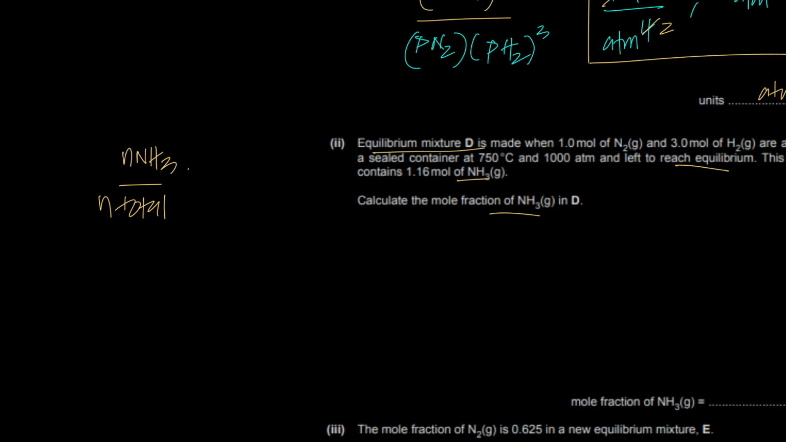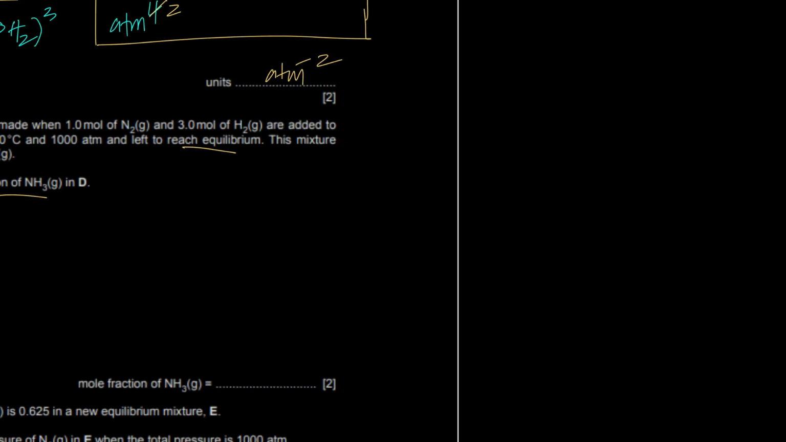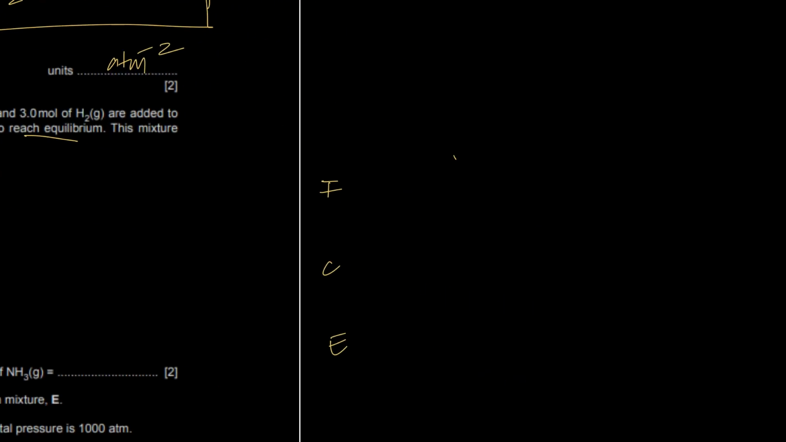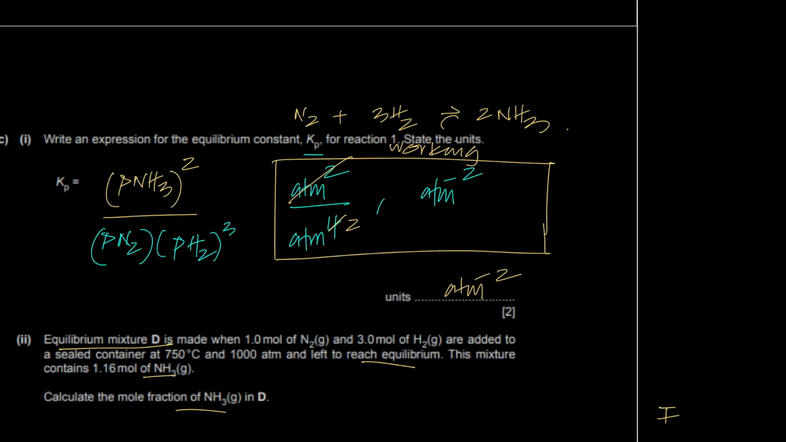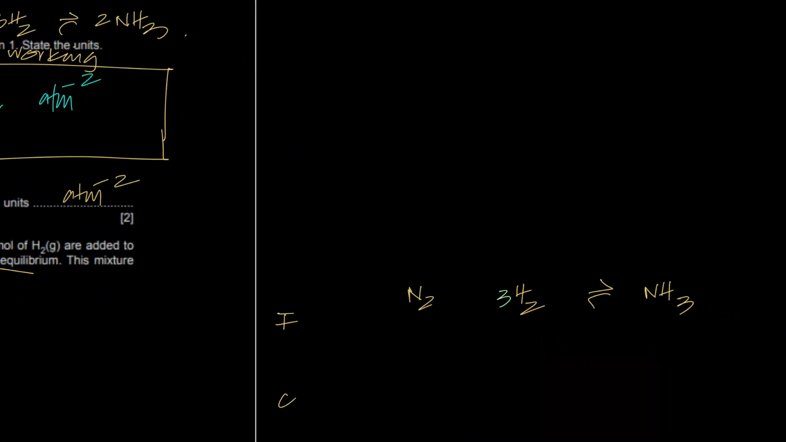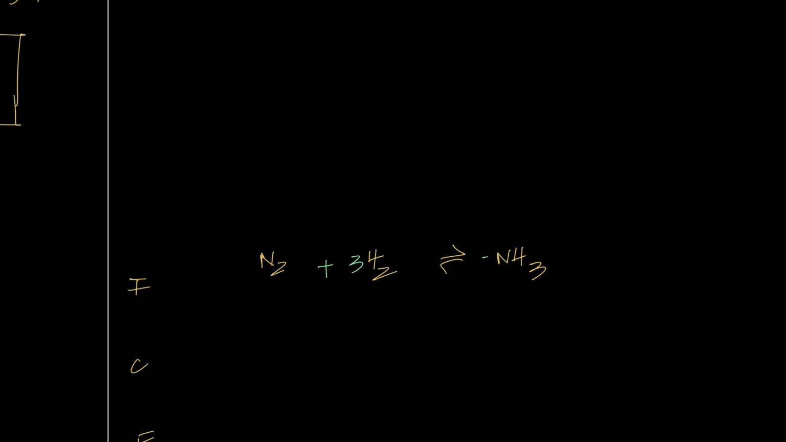In D is equilibrium mixture, so he's talking about equilibrium. Let's figure it out. Ice tables. It's a piece of cake. If you know your ice tables, it's a piece of cake. Again, N2 plus 3 H2 gives me 2 NH3. So this ice table has made things so much easier. I'm glad, kiddo, I'm glad. Done.